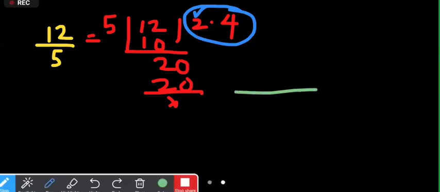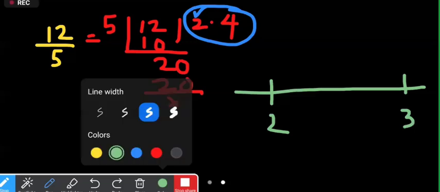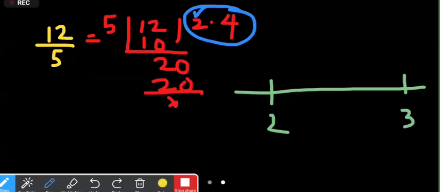So we'll draw a number line like this. So suppose if we write 2 here and if we write 3 here. So between 2 and 3 means you can write it this way: 2.1, 2.2, 2.3, 2.4. Okay, so 2.4 is here. So this is how we can plot numbers on the number line.